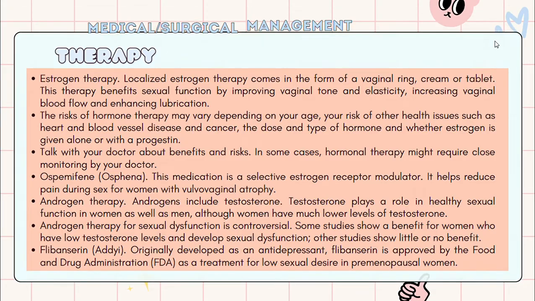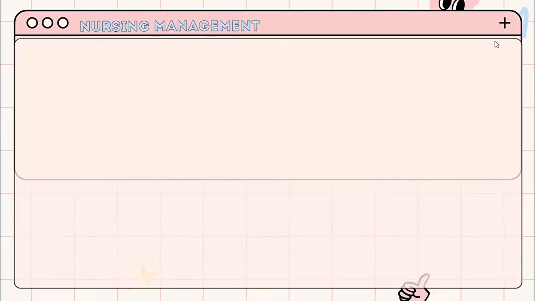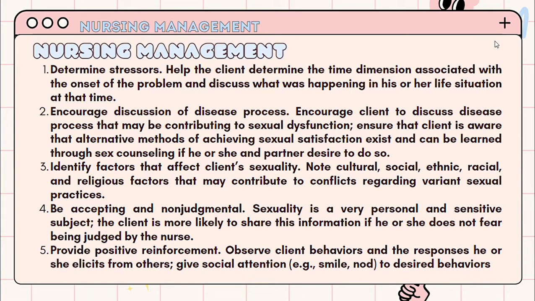So, next we have here the nursing management done on sexual dysfunction. First, we are going to determine stressors. This helps the client or our patient determine the time dimension associated with the onset of the problem and discuss what was happening in his or her life situation at that time na pwedeng mag-cause ng sexual dysfunction.